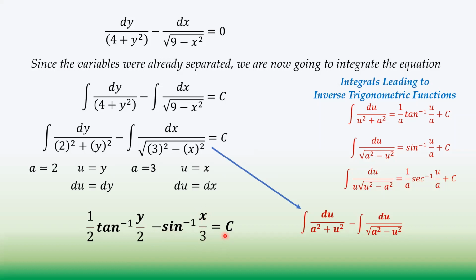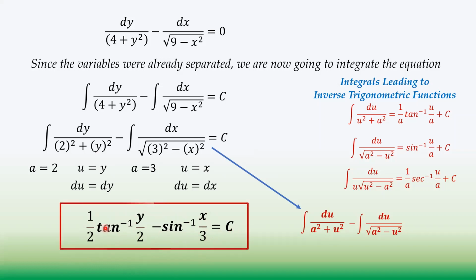So kahit di mo na gawing ln c dito, ano? Okay na c. So again, ginagawa lang nating ln c yan kapag lahat ng terms mo sa sagot mo dito ay naka ln para ma-simplify mo siya. So we have 1 half arctangent y over 2 minus arcsine of x over 3 equals c. So ito ang ating final answer.